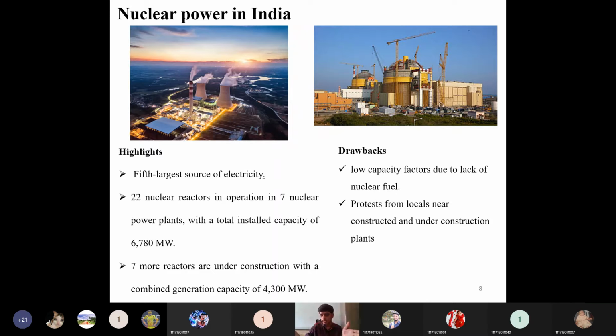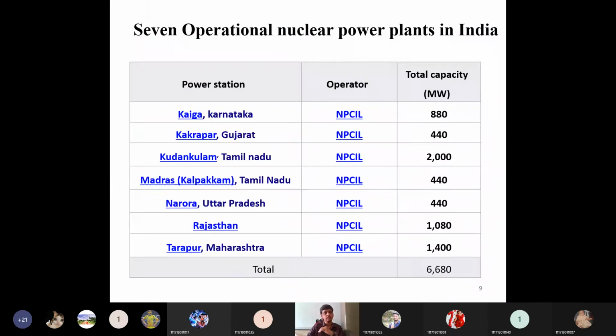Whatever the reason may be, due to the low capacity and non-availability of fissionable fuel, we are suffering a lot in the nuclear energy sector, as well as from protests from the local people to give the land, to acquire the land, as well as to put a plant in a certain area. We have to get local clearance. Local peoples are protesting very much. So we have to find safe places so that we can construct nuclear power plants in India. So these two are the major drawbacks in India.